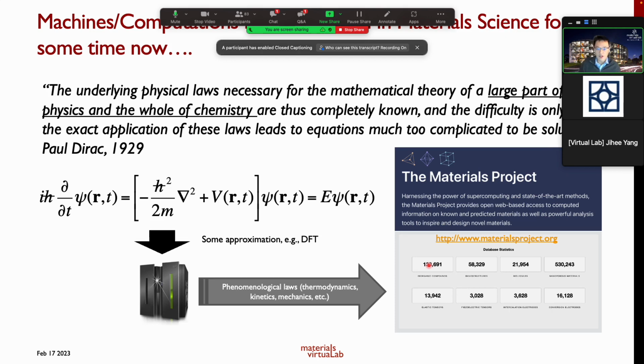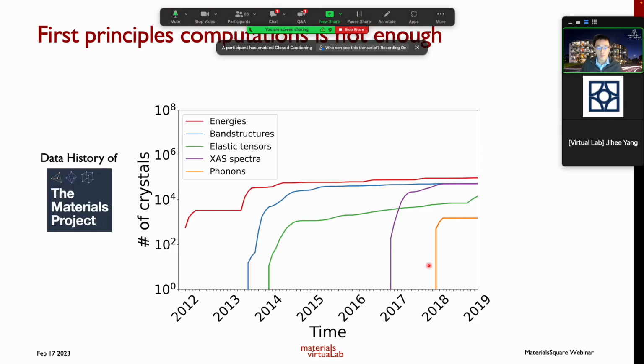Okay. Now, it turns out that just relying on first principle calculations is actually not enough, right? I'd like to show this chart, which shows you the data history of the Materials Project. The x-axis is the year, and the Materials Project was started in about 2012 or so. Throughout the years, we have gradually increased the number of materials in the database. Starting from around a few thousand structures, we gradually built up to close to the 140,000 materials that we have in the database today, right?